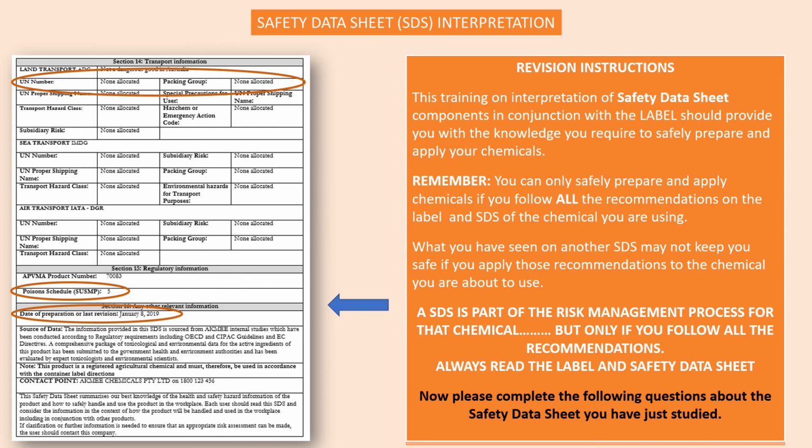What you have seen on another safety data sheet may not keep you safe if you apply those recommendations to the chemical you are about to use, as all safety data sheets are specific to the chemical they are written for. A safety data sheet is part of the risk management process for that chemical, but only if you follow all the recommendations, so always read the label and safety data sheet.